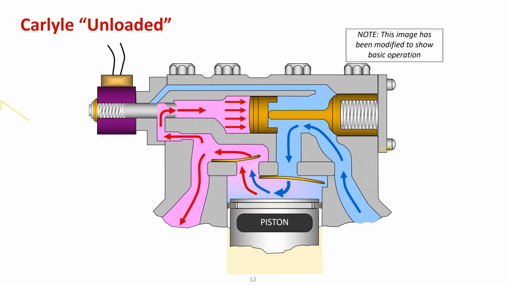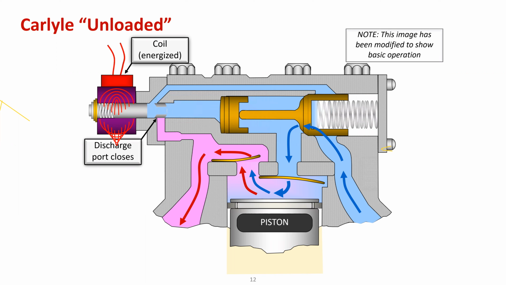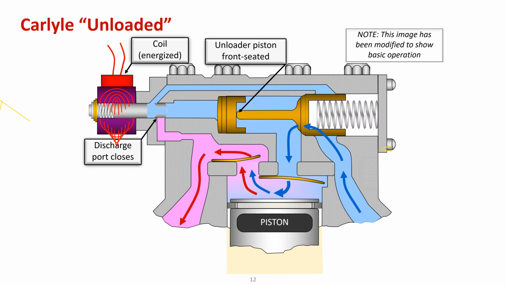So here now we're going to see the unloaded stage of a Carlyle. What's going to happen when we energize our solenoid coil here, we see that the discharge pressure is going to close, which now opens and allows the piston, which at the unloader piston, there's a big spring underneath the unloader piston. And that spring now is going to overcome the suction pressure. It's much stronger than the suction pressure differential is. And it's going to then push that piston closed and stop the flow of suction into the cylinder.